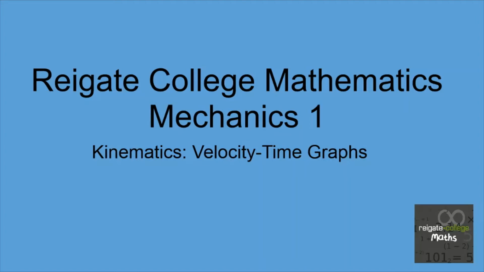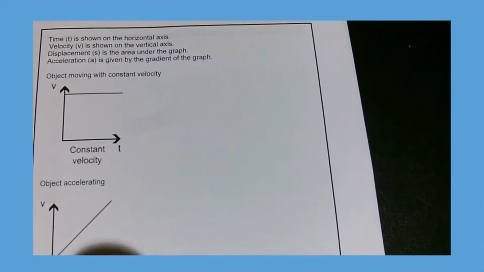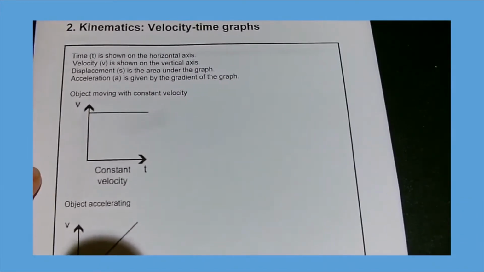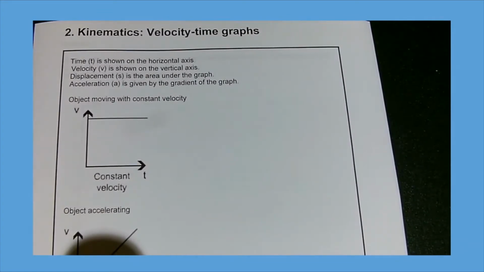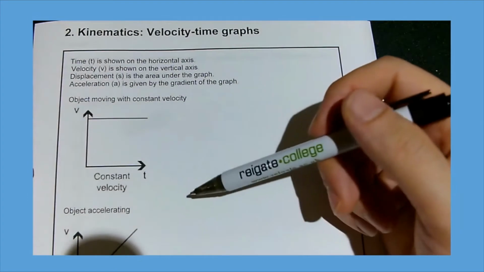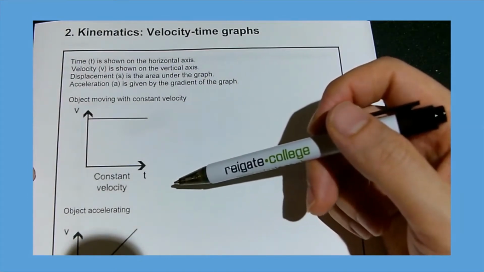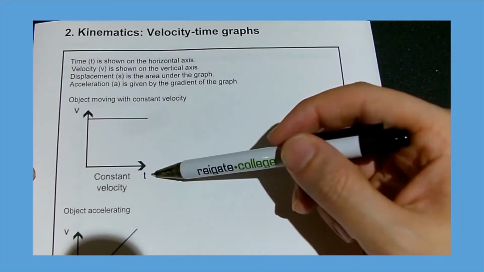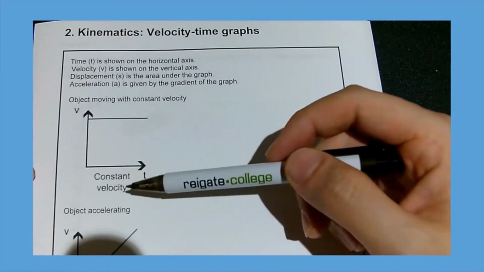Hello and welcome to the next video in our kinematics series, where we're going to extend on the ideas of displacement time graphs and look at velocity time graphs. Similarly to a displacement time graph, a velocity time graph will describe how an object's velocity is changing over time. So we'll have time on the x-axis, velocity on the vertical axis.